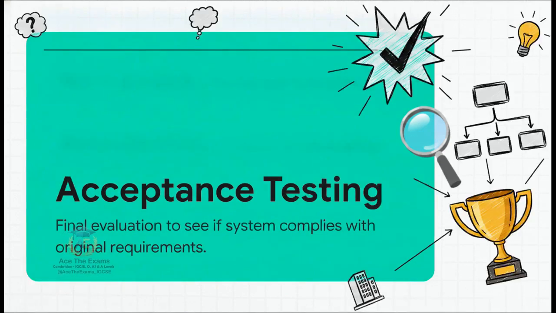Finally, we reach the big boss, acceptance testing. This is the ultimate check. The purpose here isn't just to find missing semicolons or code bugs, it is to verify if the software actually fulfills the original business requirements it was built to address.